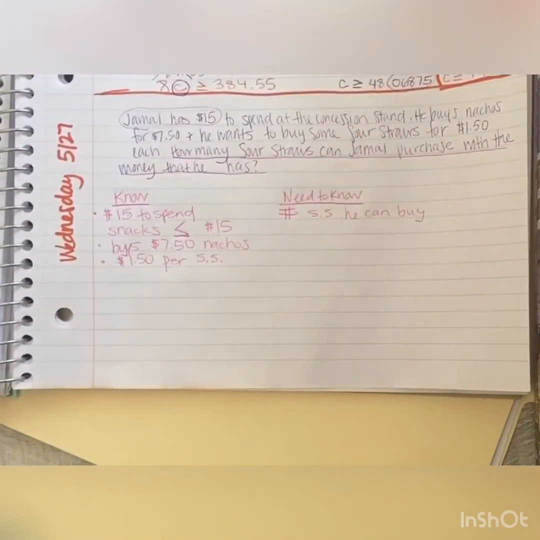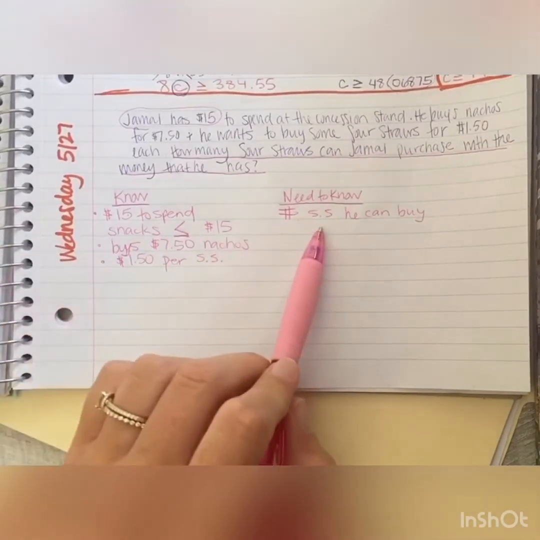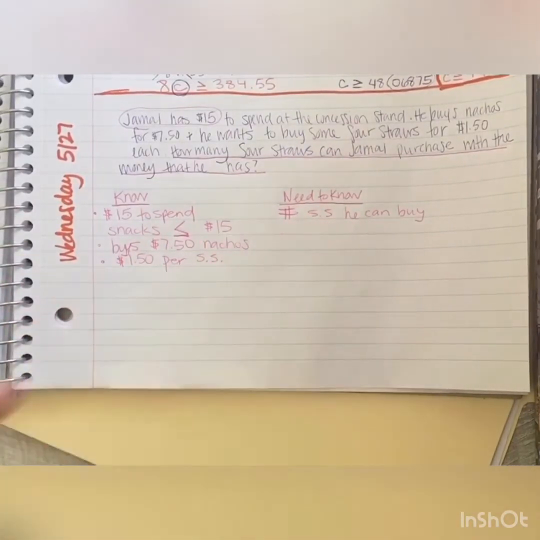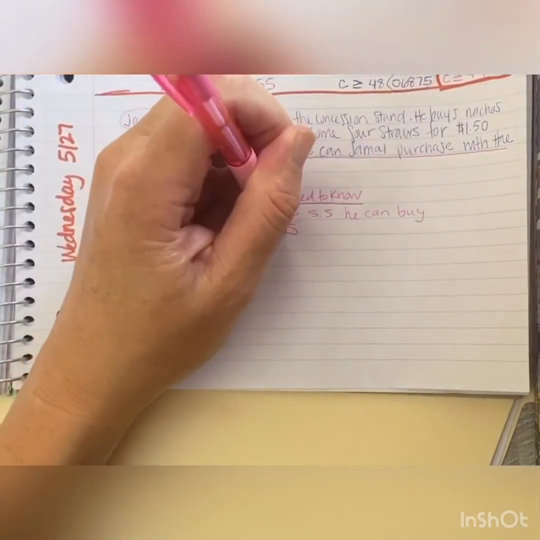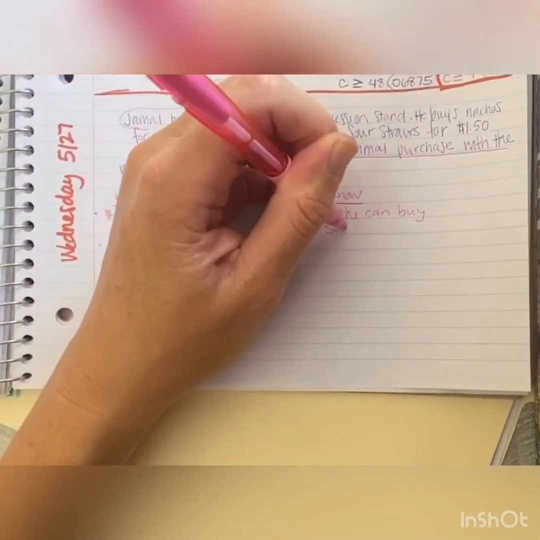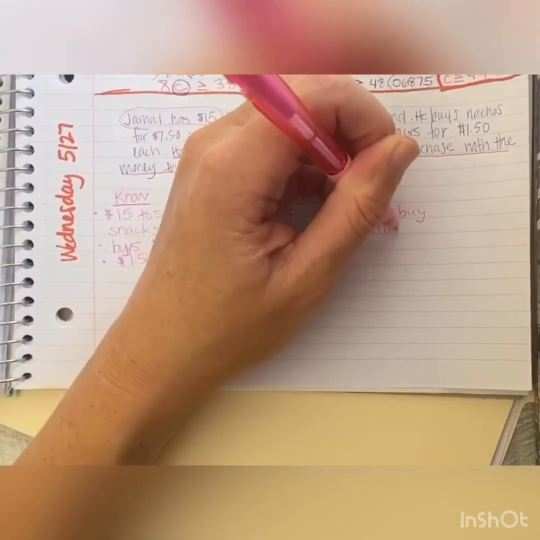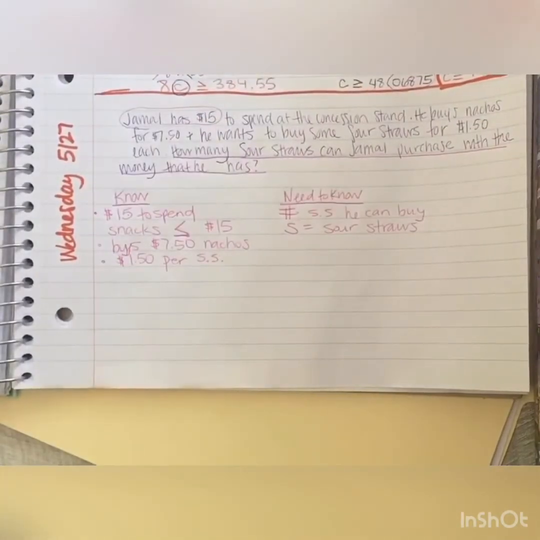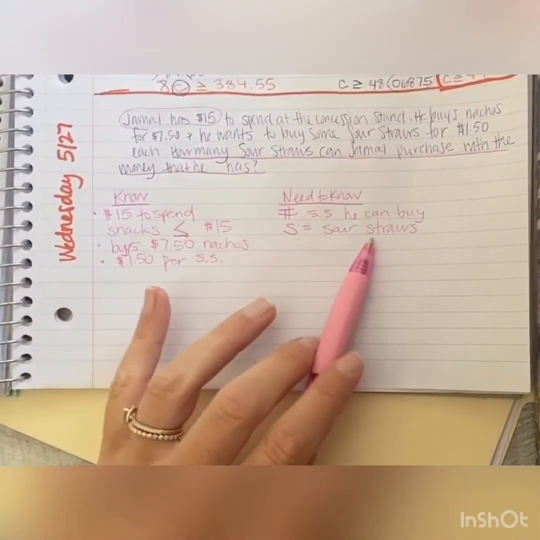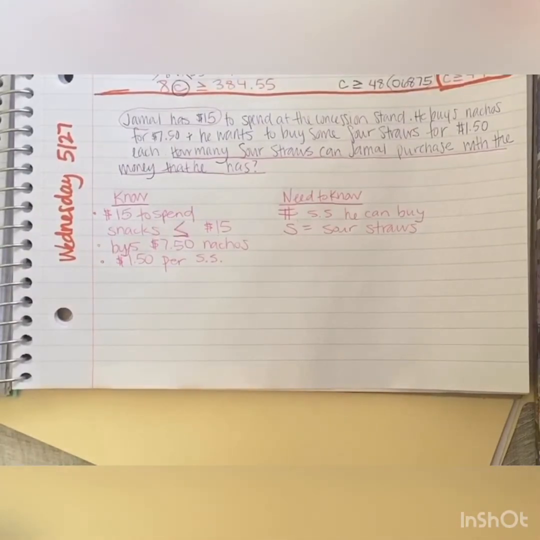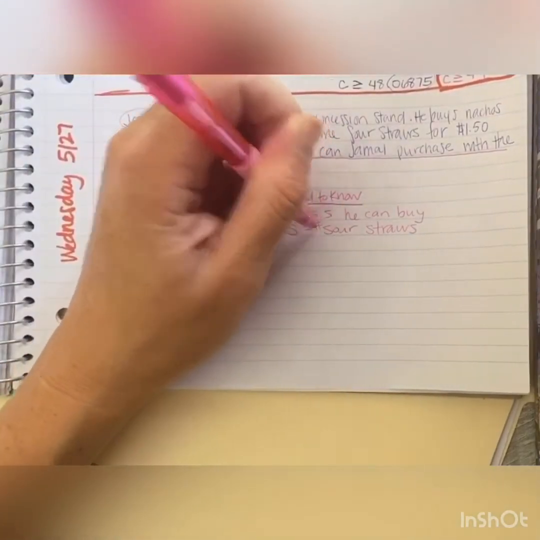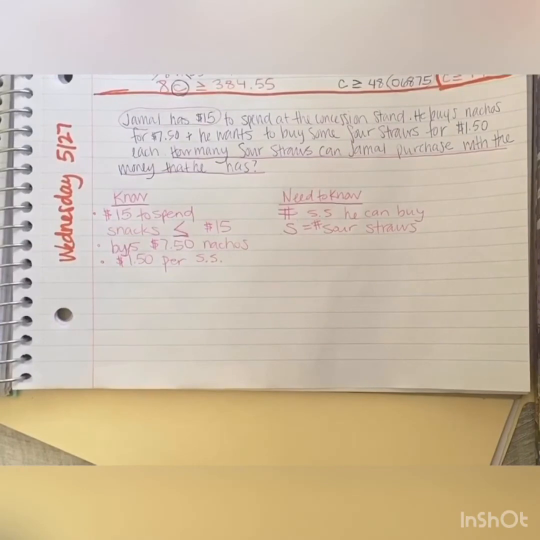So we need to know the number of sour straws he can buy. And just like our example yesterday, what are we solving for? Well, the number of sour straws he can buy. Do we know how many sour straws he can buy? No, we do not. So then we assign a variable. I'm going to use S for, you guessed it, sour straws. So S represents the number of sour straws that he can buy.